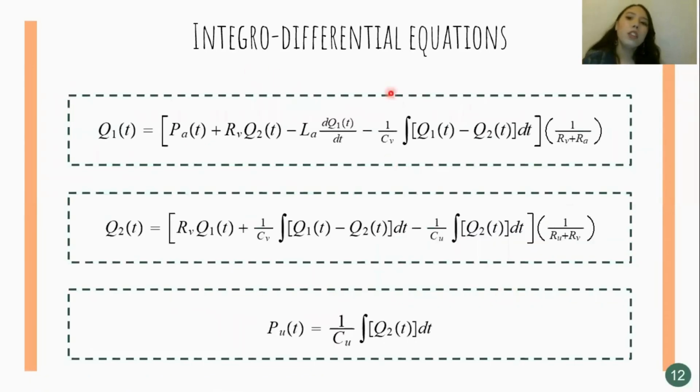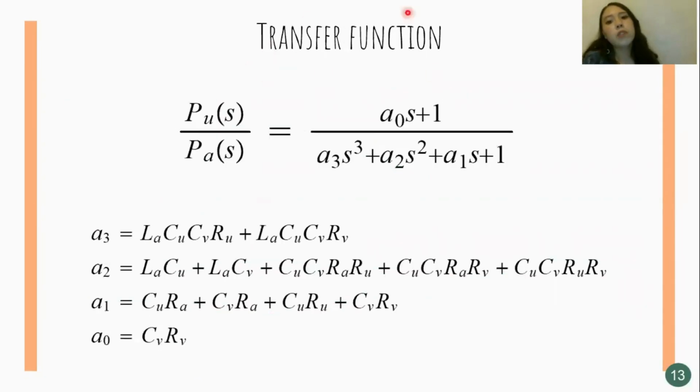To obtain the integral differential equation, we solve the first loop equation for Q1 and the second loop equation for Q2, and the output remains the same. In order to obtain the transfer function, we apply the Laplace transform to the main equations, and then the second equation was solved for Q2 and substituted in the first equation.